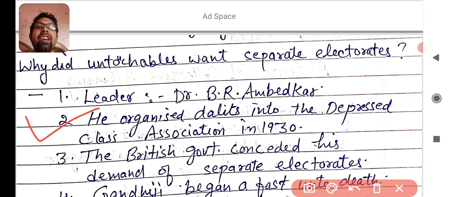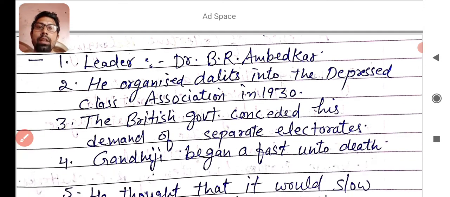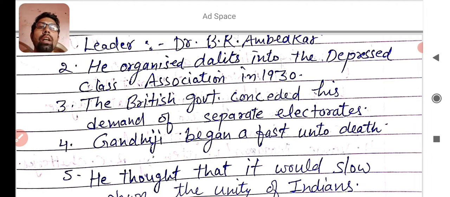The question will be, who organized Dalits into the Depressed Class Association, and you will write that Dr. B.R. Ambedkar. And the next question, when were they organized as the Depressed Class Association, and you will write that in 1930. I hope you learned the first 2 points now. Next, the British government conceded his demand for separate electorates. You learned that Dr. B.R. Ambedkar was demanding separate electorates for Dalits. The British government conceded his demand that there would be separate electorates for Dalits.